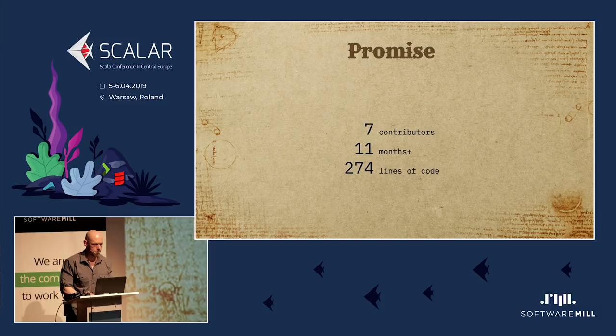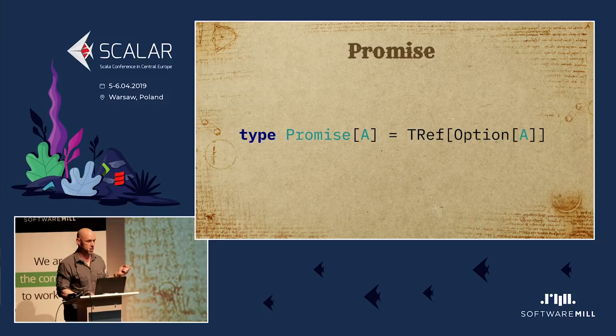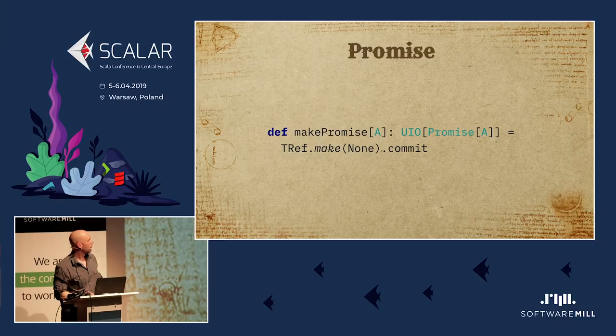The average functional promise out there took, again, around 7 contributors, almost a year, and almost 300 lines of code to get correct. This has to be interruption safe, error safe, has to have no time or space leaks, and it has to be safe from any race conditions and deadlocks. Let's see what you could do using ZIO STM. First off, you could recognize that a promise is basically just an Option of A, stored in a TRef. So you could model it that way. Then to make a promise, you just make a TRef and stick None inside it.